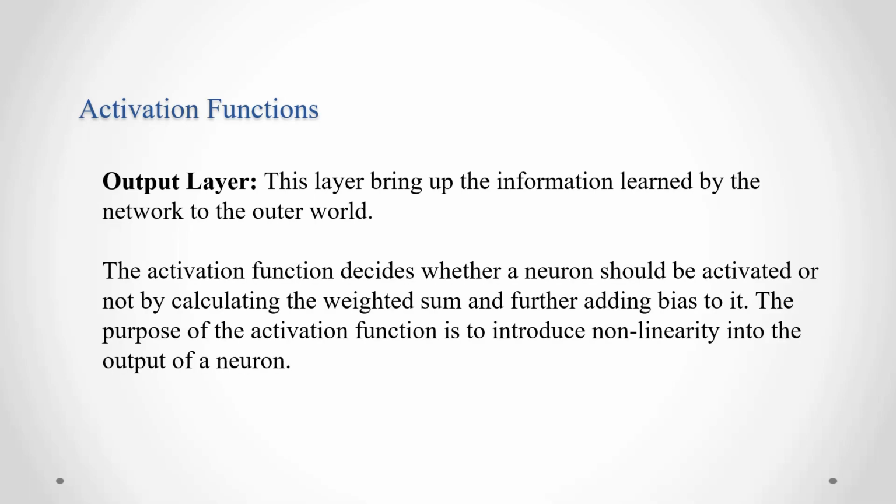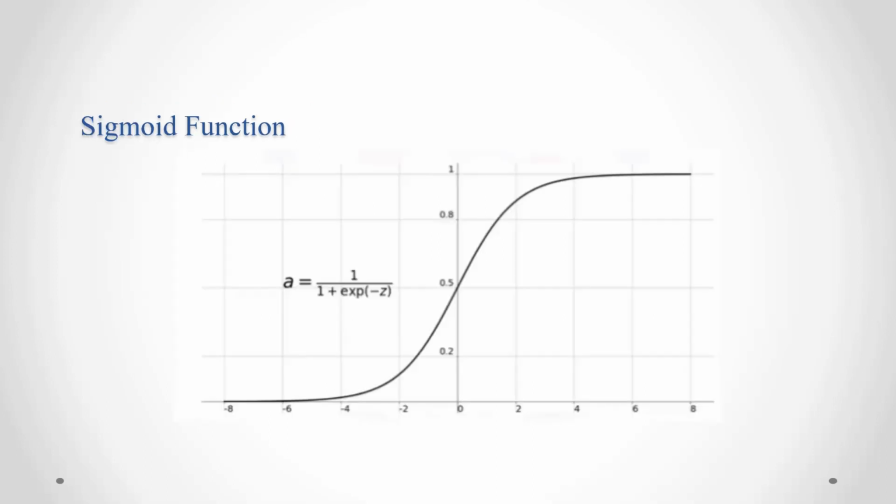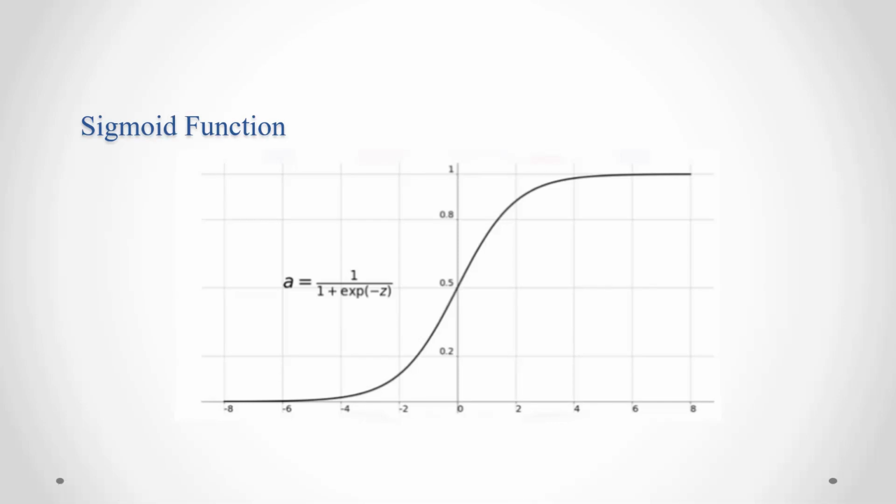So what is an activation function? The activation function decides whether a neuron should be activated or not by calculating the weighted sum and further adding bias to it. The purpose of the activation function is to introduce non-linearity into the output of a neuron. This is the sigmoid function. At z equal to 0, a is equal to 0.5, and when z is a very large positive number, a is very close to 1, as you can see here. And when z is a very large negative number, a is very close to 0.